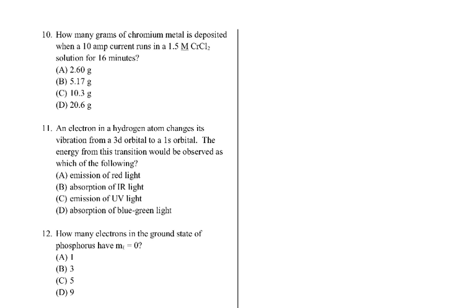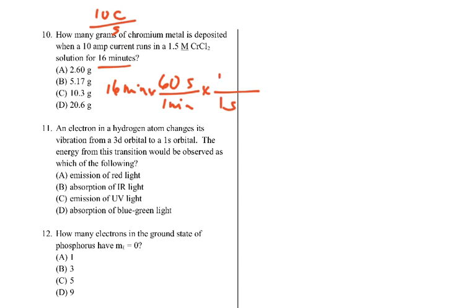How many grams of chromium metal is deposited when a 10 amp current runs in a 1.5 molar chromium chloride solution for 16 minutes? Well, the key piece here is 16 minutes. We'll start with that. And the 10 amps means we're going to get 10 coulombs per second. So let's start here. So I got 16 minutes. And I know that 1 minute is 60 seconds. And I know that for every 1 second I get 10 coulombs of charge.